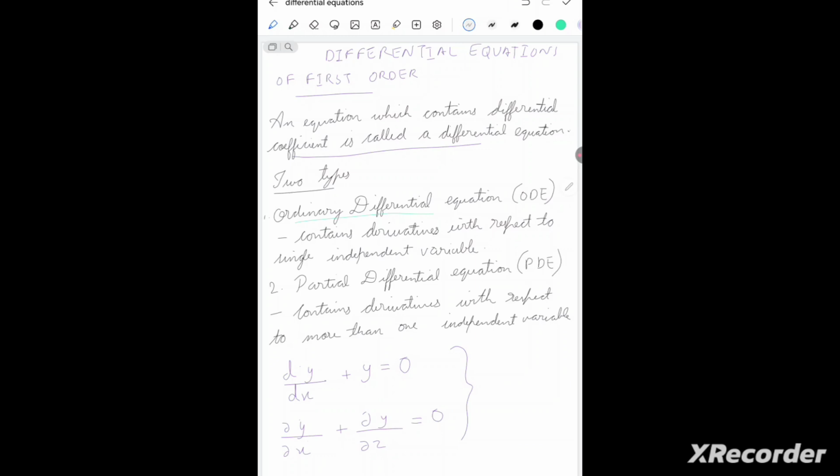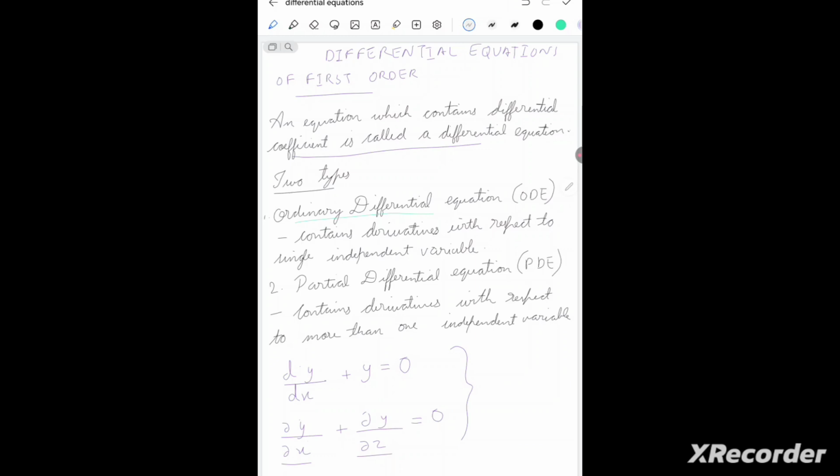This equation contains a differential coefficient dy by dx, and the second one is dou y by dou x plus dou y by dou z is equal to 0, where here y is a function of x and z. The differential coefficients are dou y by dou x and dou y by dou z.